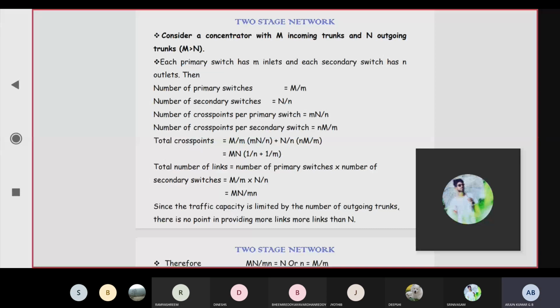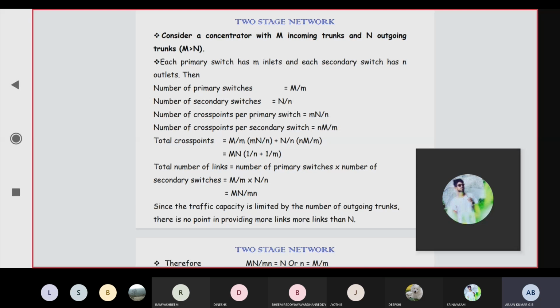We'll get MN into 1 by n plus 1 by m. You simplify that cross point equation. The first equation gets simplified to MN into 1 by n plus 1 by m. Clear about this one? See, take MN as a constant in both the terms. We'll get 1 by m into M by n; see, M gets cancelled, we'll get 1 by n. That's why we get MN into 1 by n plus 1 by m.